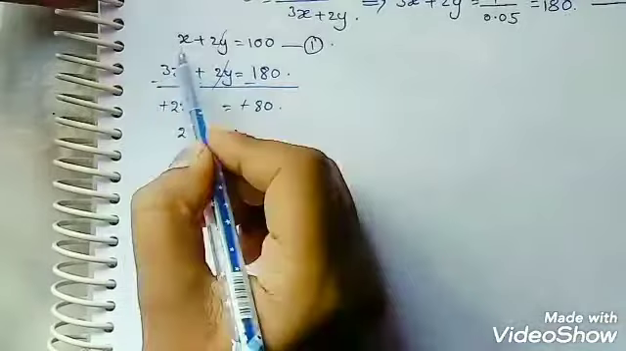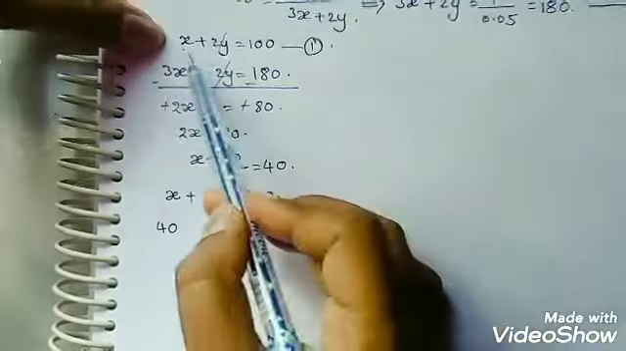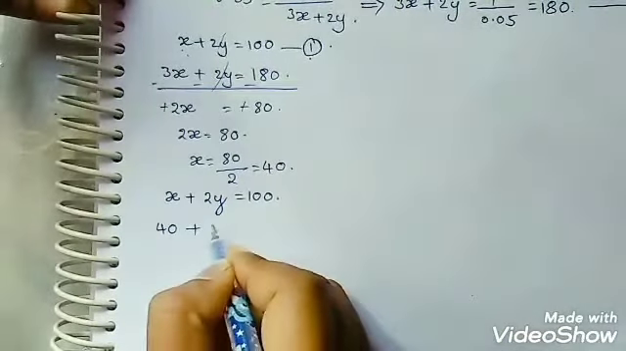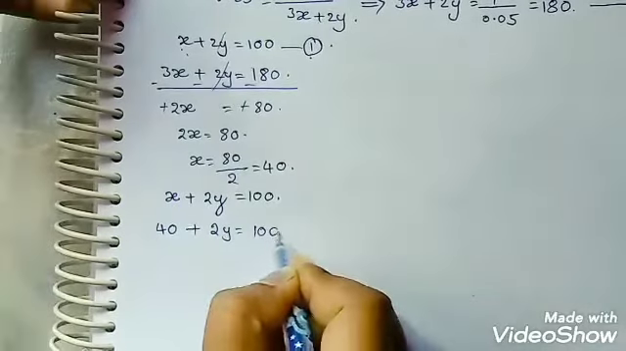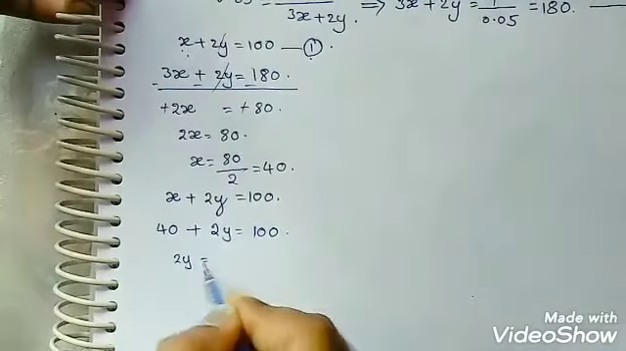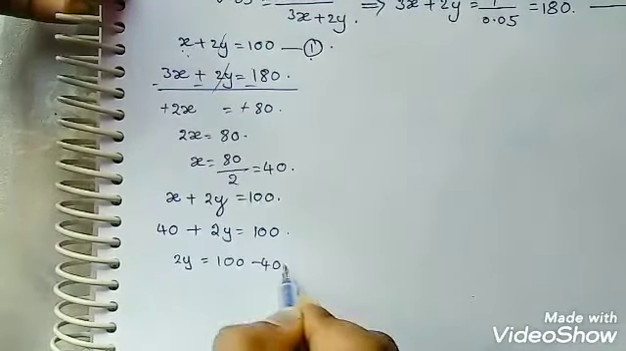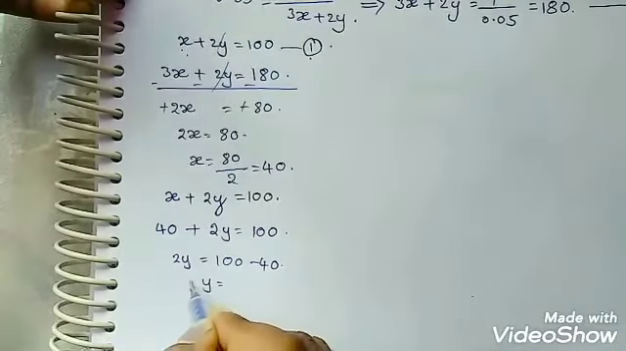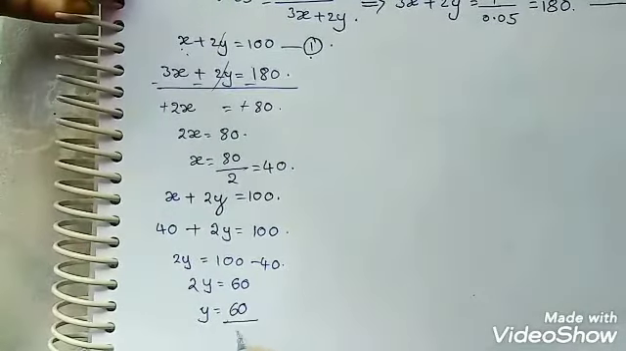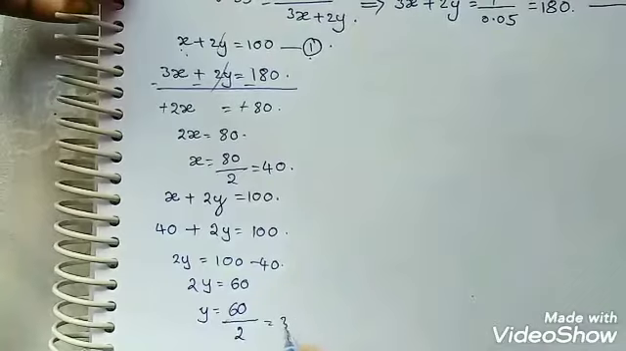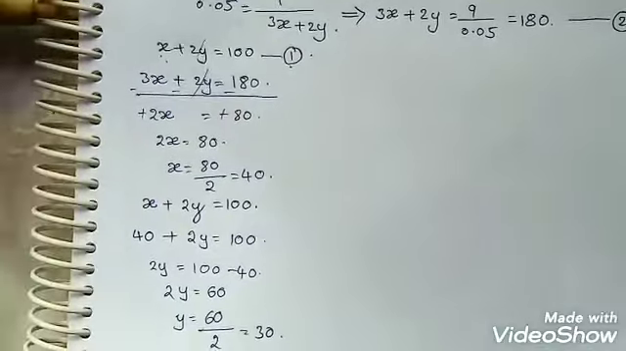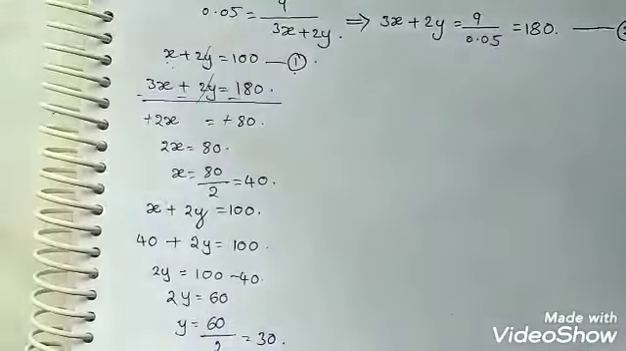Let us see equation 1. We got the x value already. Then you can substitute this x value in equation 1. We will get the y value also. 40 plus 2y is equal to 100. Then students, just simplify this. 2y is equal to 100 minus 40, so 2y is equal to 60. Then y is equal to 60 by 2, then the value is 30. Then students, by solving these two equations, we get the answer y is equal to 30.